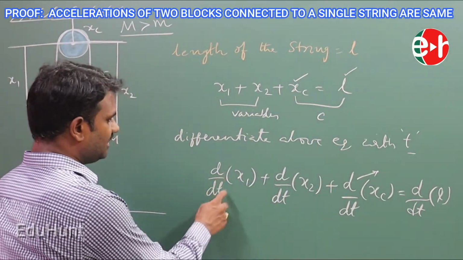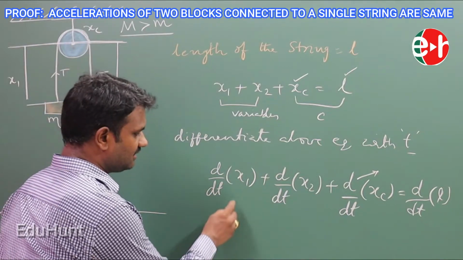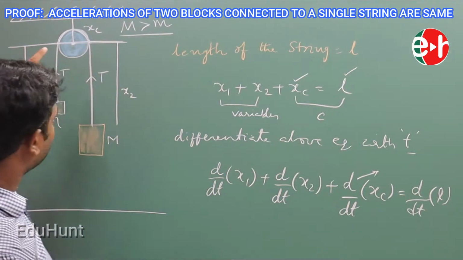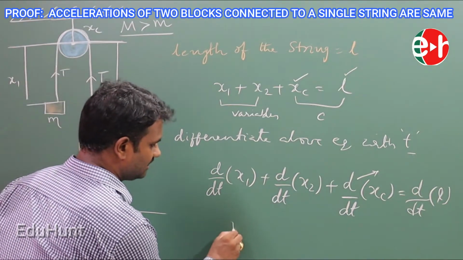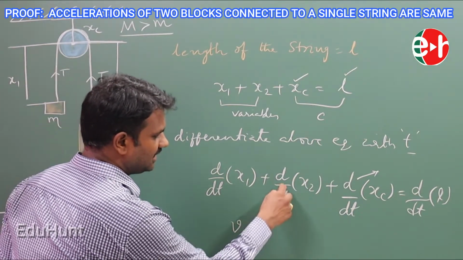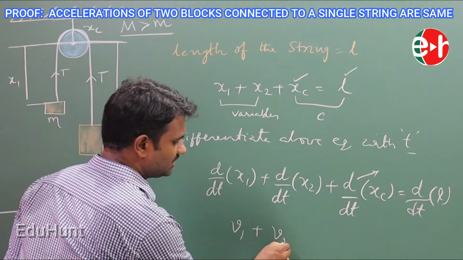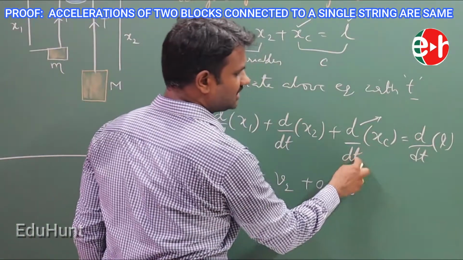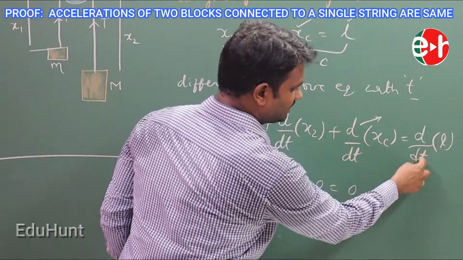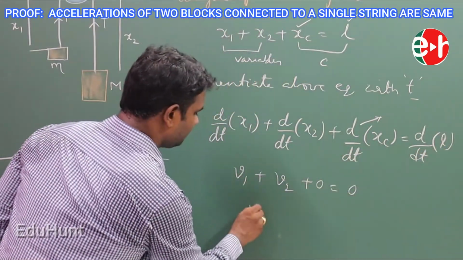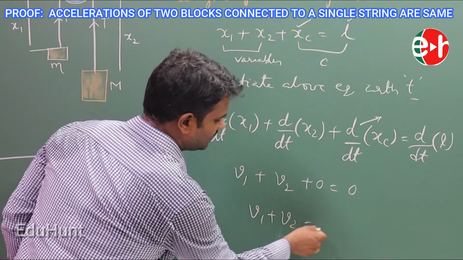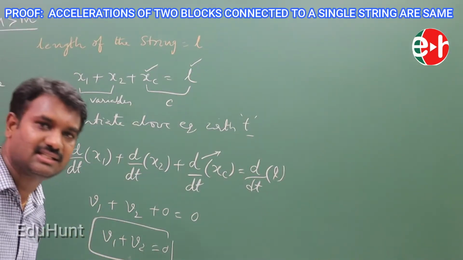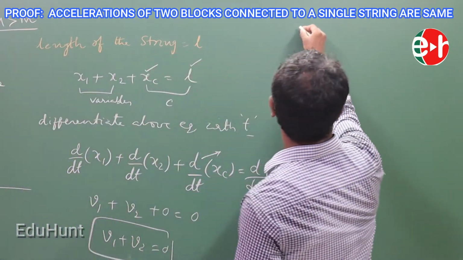Now what is this? d by dt of x1, rate of change of position, that is displacement or position, is nothing but velocity 1, plus d by dt of x2 means velocity 2, plus 0 is equal to 0. This is a constant. Differentiation of constant is 0. Means v1 plus v2 is equal to how much? 0, I got. Now I would like to differentiate this again with respect to time.